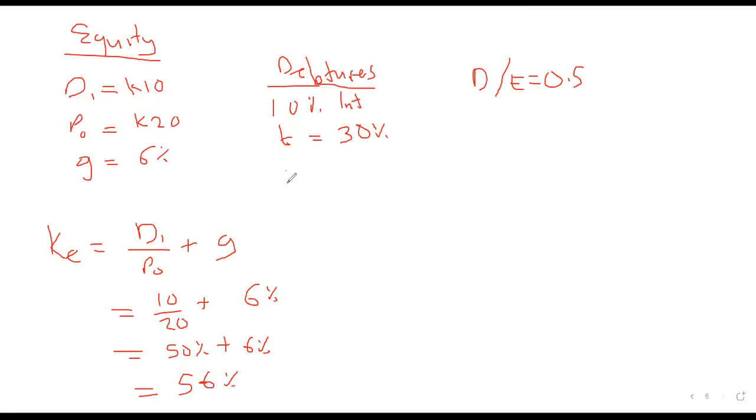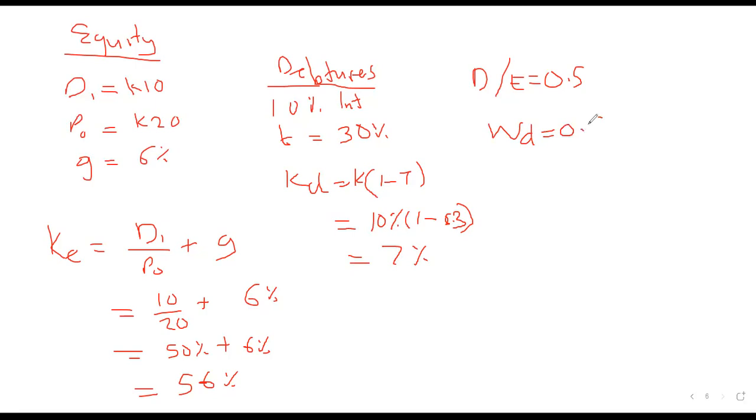The cost of debt, we know after tax, is what? Pay 1 minus tax. So we have 10%, then 1 minus 0.3. So instead of paying a debt of 10%, it is 7%. And debt to equity ratio has been given as 50%, meaning the weight of debt is 0.5. The weight of equity is 0.5.